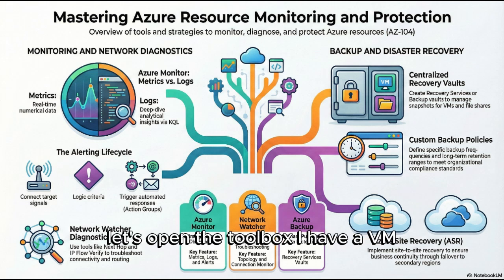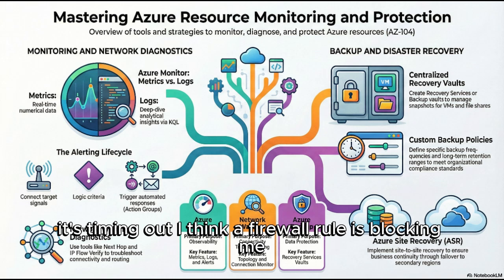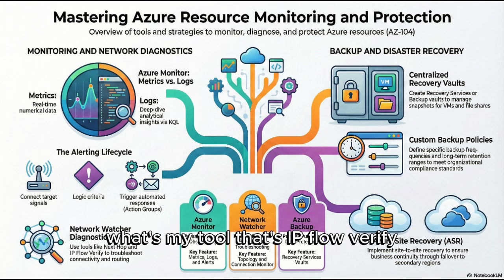Okay, so we've enabled it everywhere. Let's open the toolbox. I have a VM. I'm trying to RDP into it. It's timing out. I think a firewall rule is blocking me. What's my tool? That's IP Flow Verify.